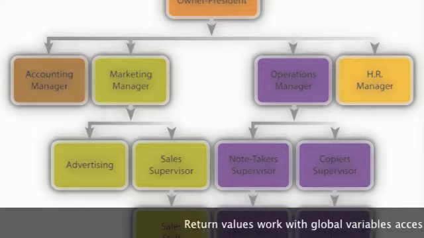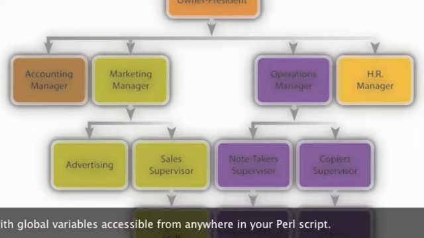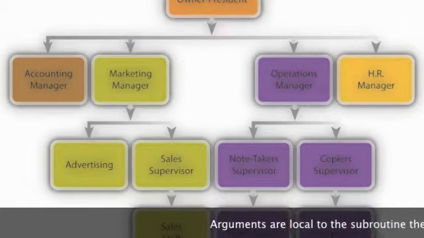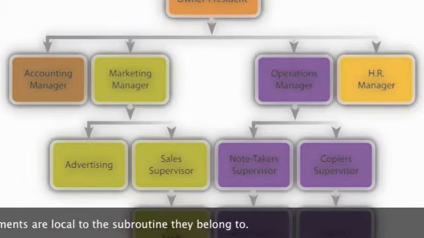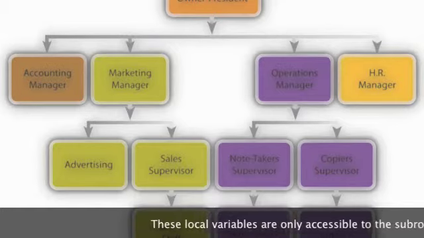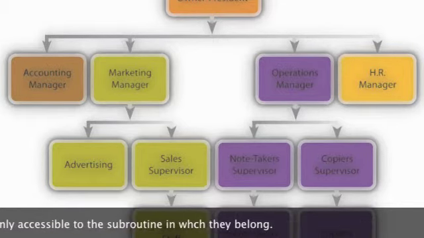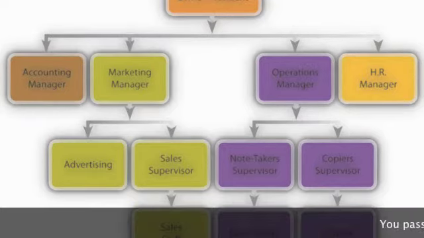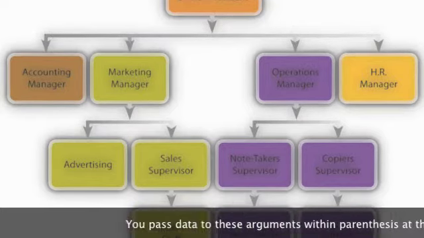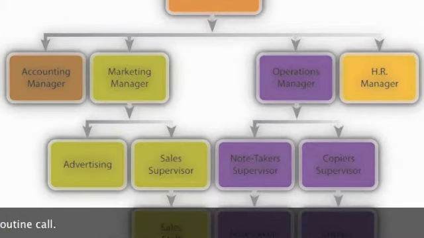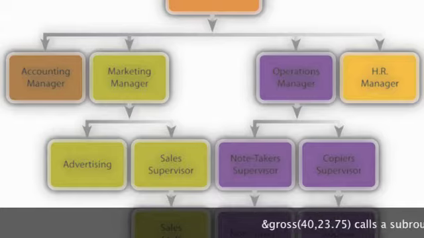We've seen the return values work with global variables. Now, arguments are local to the subroutine to which they belong. These local variables are only accessible to their subroutine. You pass data to these arguments within parentheses immediately following your subroutine call.